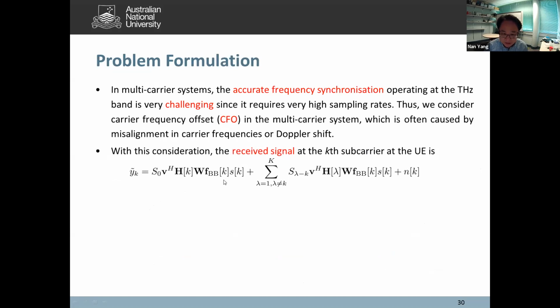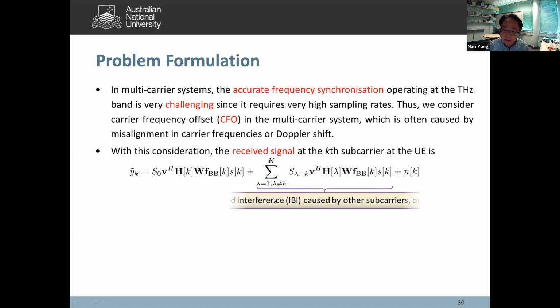And for the received signal, we see that it contains not only the useful signal, but also the interband interference caused by the CFO. So this is the interband interference, and this is something we want to try to deal with in the beamforming design.